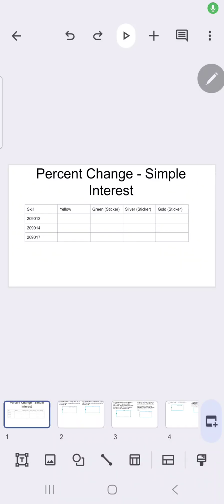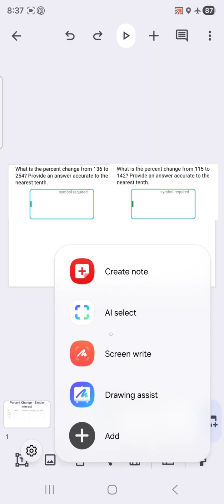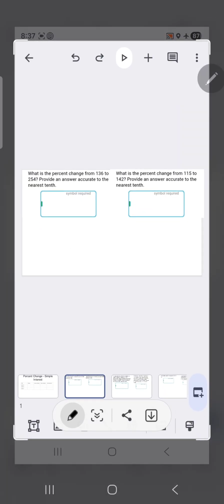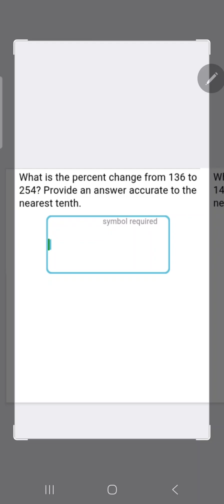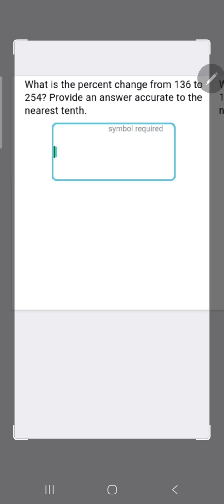Okay, we're going to be doing a lesson on percent change and simple interest. So the first thing we're going to take a look at is how to calculate a percent change from one number to the next. The first thing I want to talk about is it doesn't matter if the number is going up or the number is going down. The procedure is still the same.